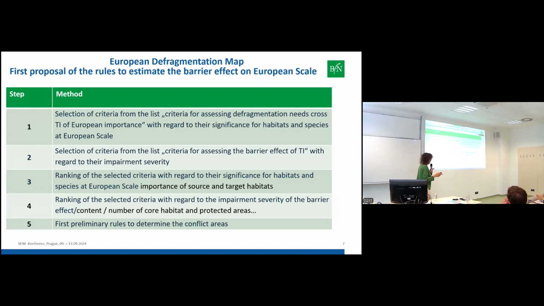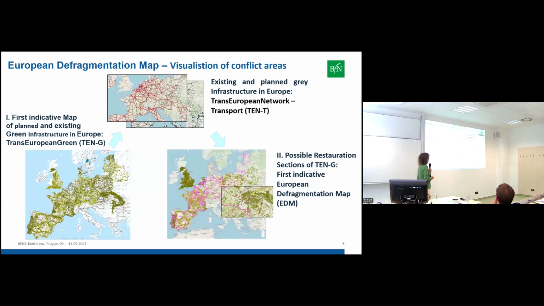I will not talk about that. I will only show you that we had estimated some criteria for that. And in the end, we had the first preliminary rules to determine the conflict areas. And this was the way. The first was to look for the whole corridor concepts of the countries. Then we got the existing and planned gray infrastructure in Europe.